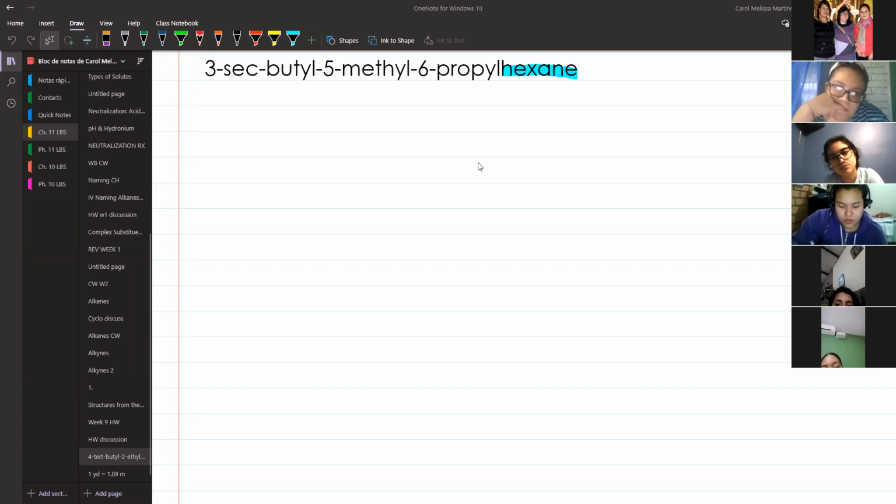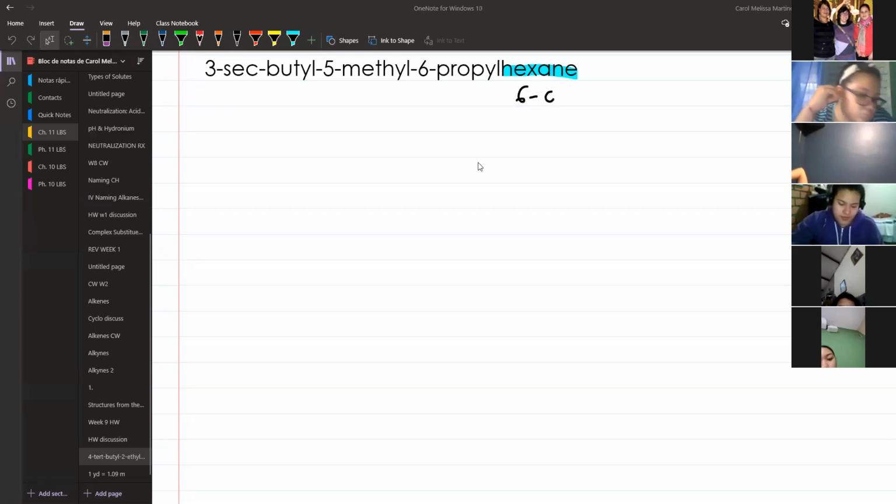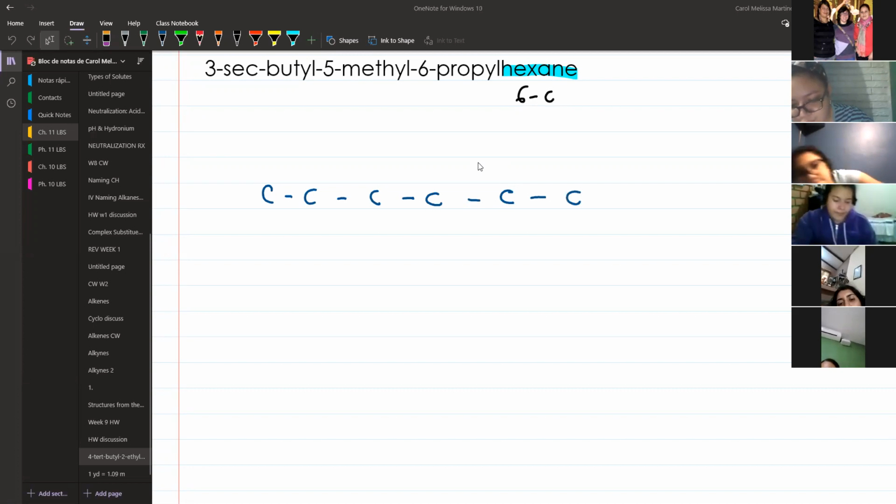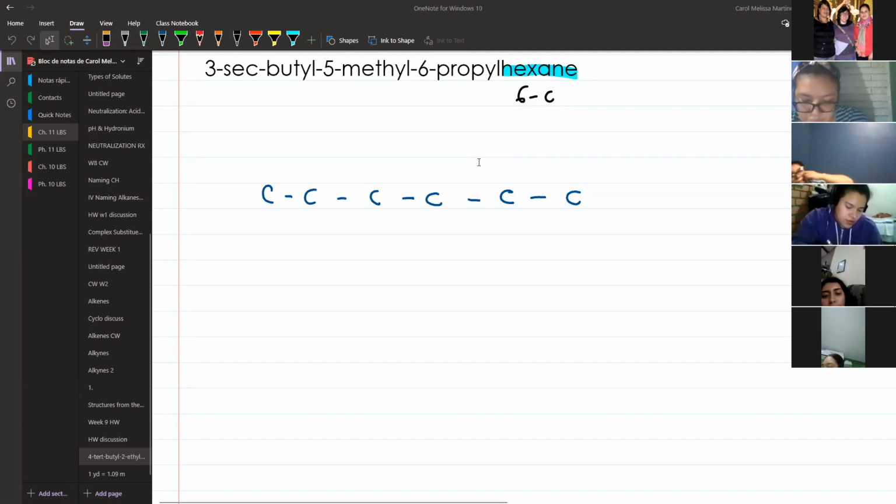So hexane is a 6-carbon parent chain. So I'm going to put my carbons here. Carbon, carbon, like that. Alright. Now, I already did my parent chain, so I continue with the rest.